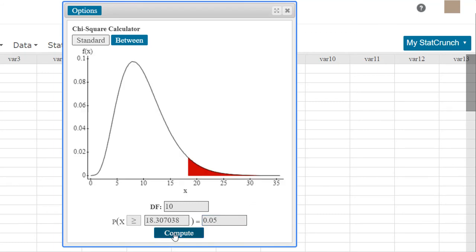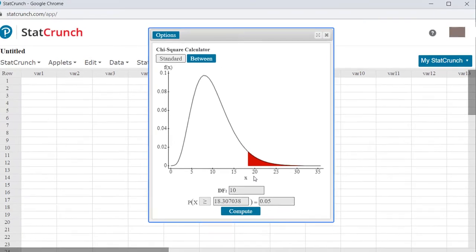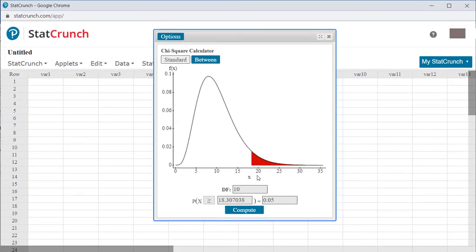When I say compute, StatCrunch returns the critical value, 18.307, which agrees with the value that we found by hand. So again, I can use this chi-square calculator in StatCrunch to find the critical value, and it works very similarly to the way that the normal and T calculators worked.